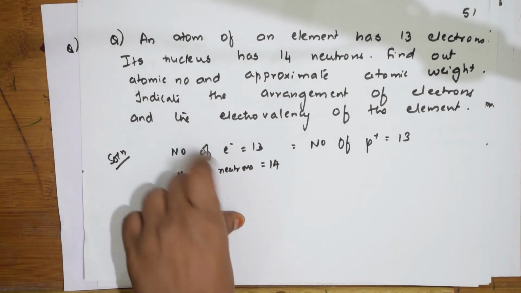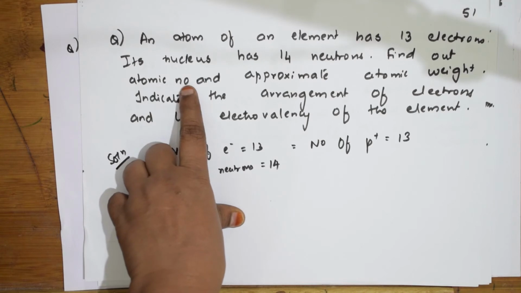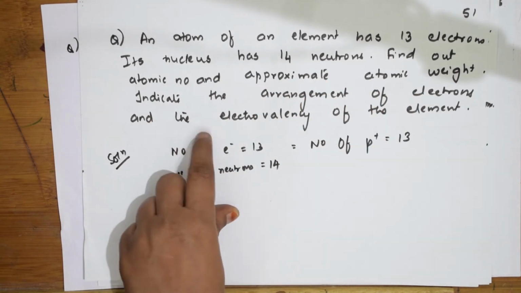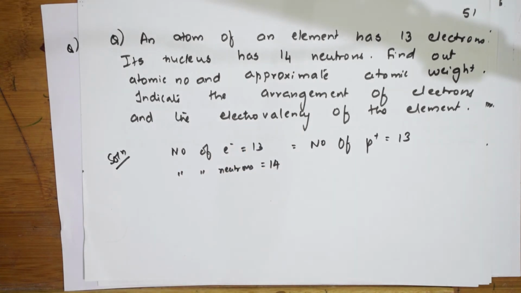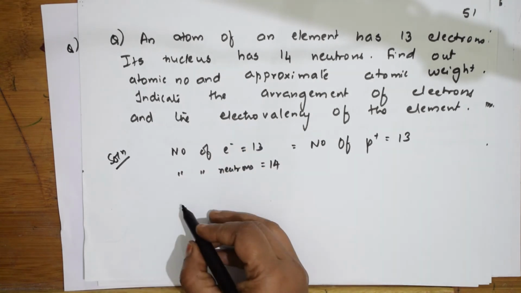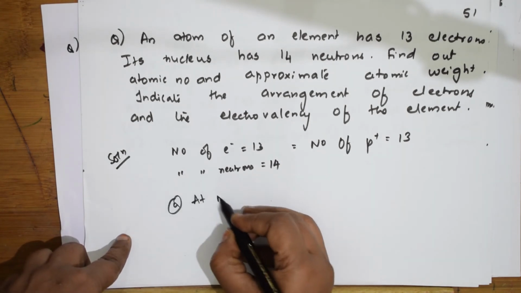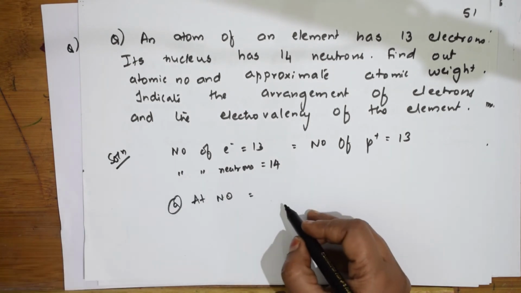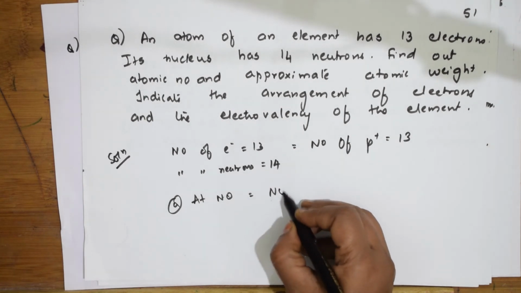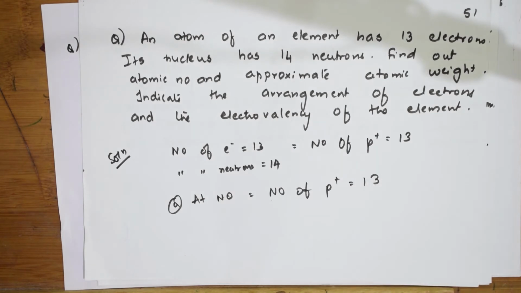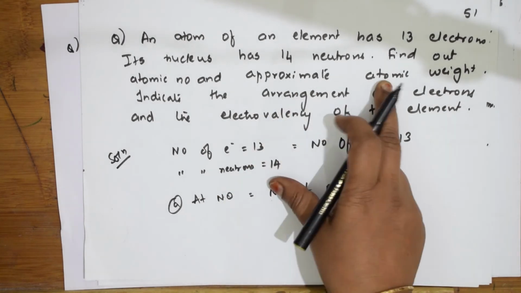Now what should I write? I have to find out the atomic number and approximate atomic weight, and indicate the arrangement of electrons and the electrovalency of the element. All the questions are clubbed together. So what should I find? I have to find the atomic number. Atomic number is always, we very well know, equal to the number of protons, not the number of electrons. Remember that. Protons equal 13, so the atomic number is 13.